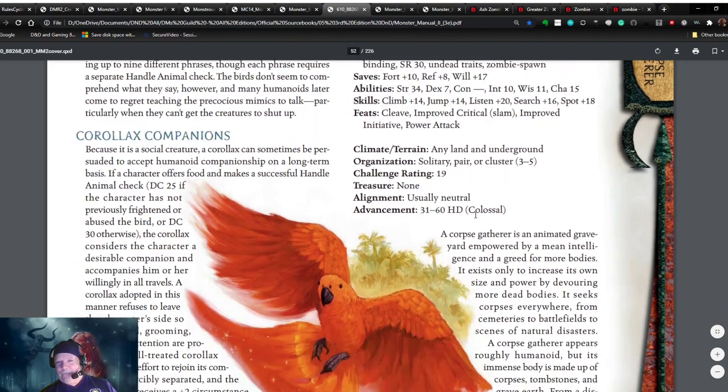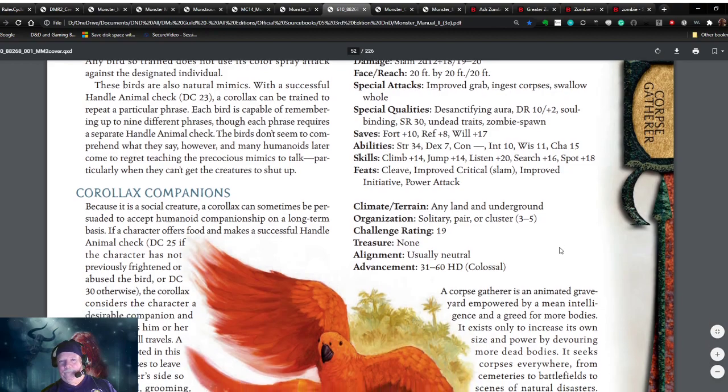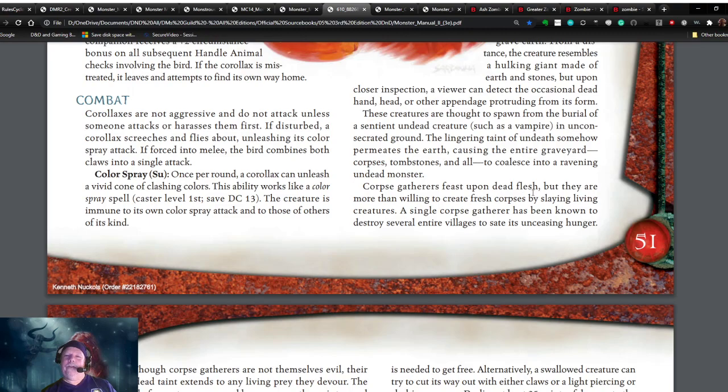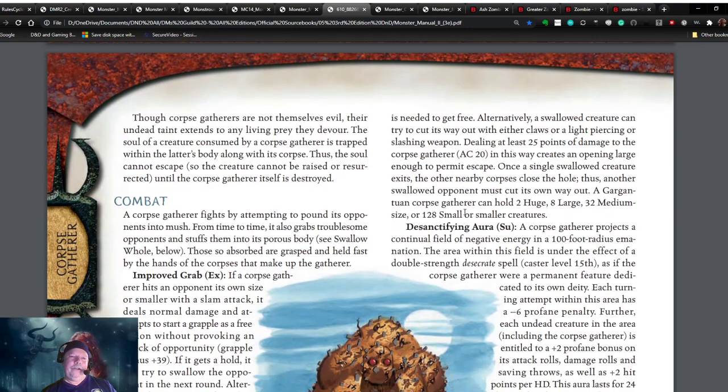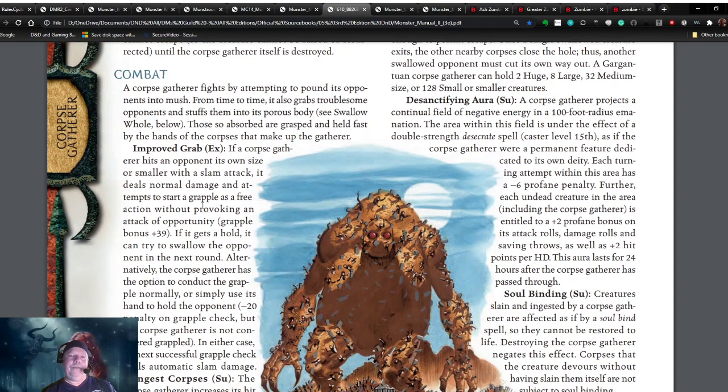Strength of 34, dex of 7, intelligence 10, wisdom 11, charisma of 15, and a challenge rating of 19. Corpse gatherers feast upon dead flesh, but they are more than willing to create fresh corpses by slaying living creatures. Corpse gatherer fights by attempting to pound its opponents into mush. From time to time, it also grabs troublesome opponents and stuffs them into its porous body.